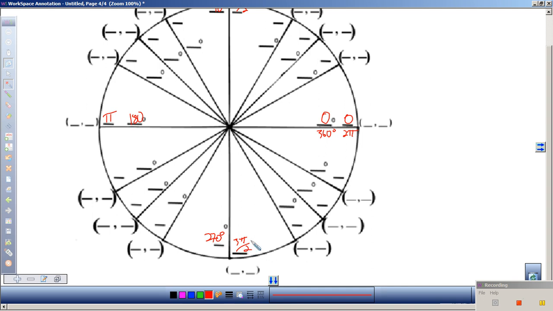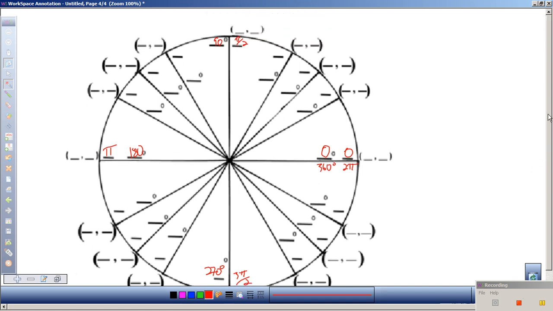Remember, last Thursday I said you need to start memorizing these. What would this middle angle be? 45 degrees. And this one over here, 135. Middle down here, 225, and middle over here, 315.